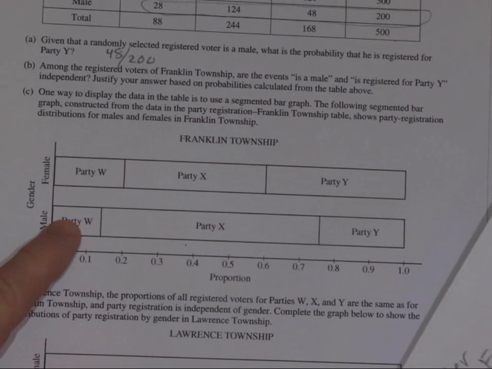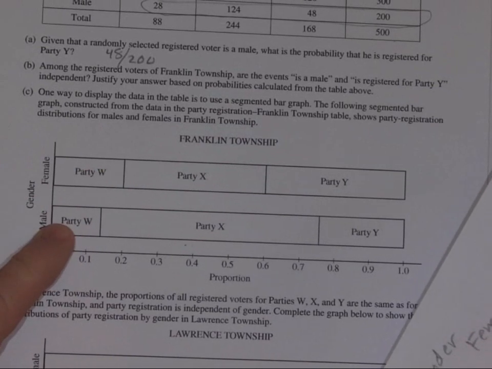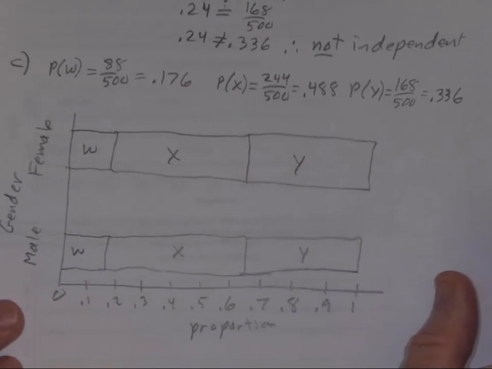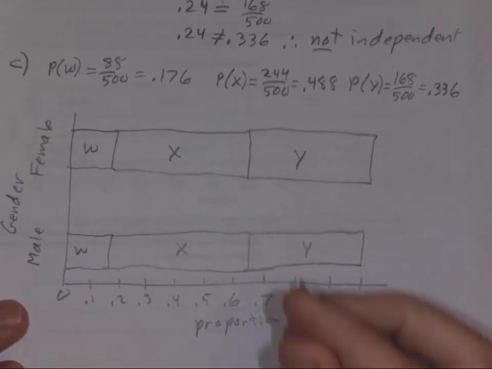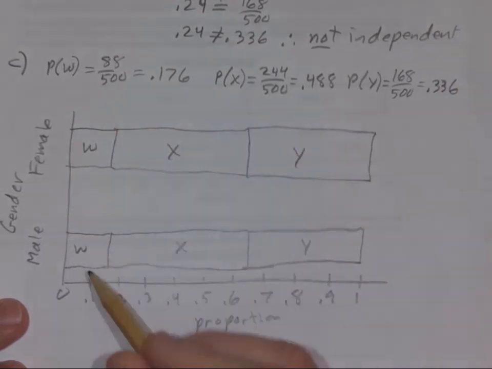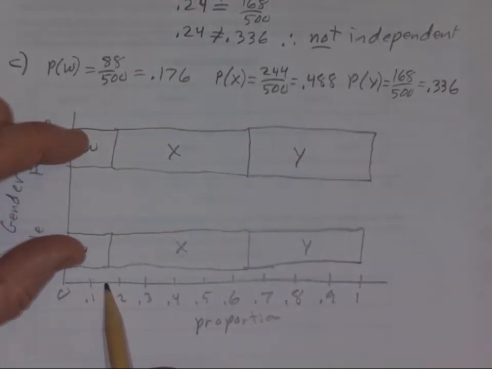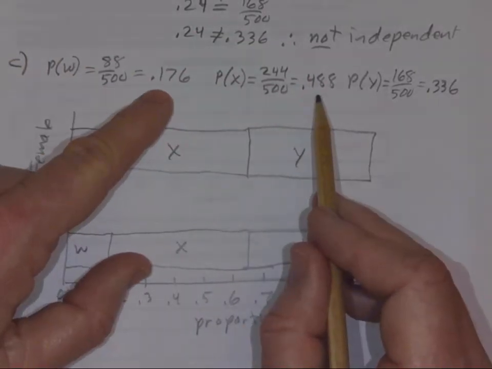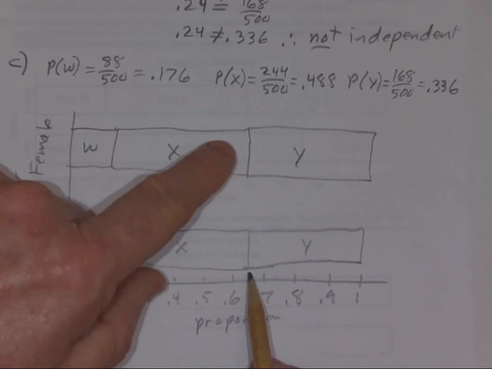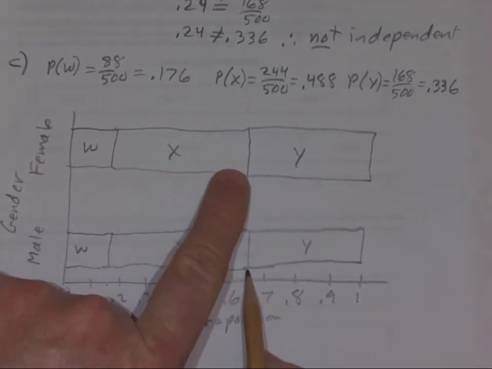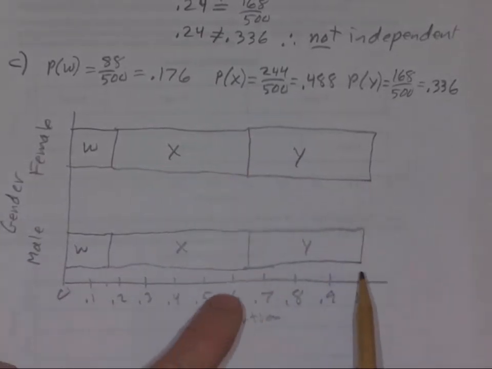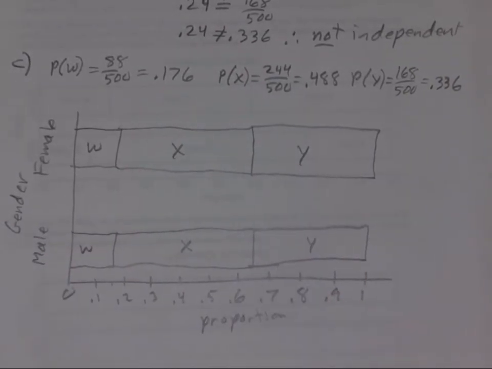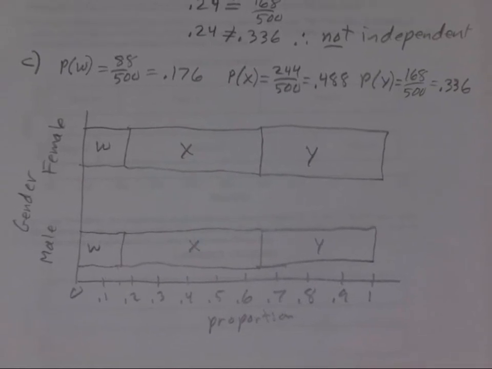Whereas in Franklin, they were not independent. W was different from the W here, and the X was different here, and this was different from that. But they're going to be the same if they're independent, the proportions. And so what I did is I said, well, 17.6%, and I estimated that right down here, and I put that in W, and then I went over to 48.8, and you add those two together, and that's like 67.4, something like that. And so they both went out to the exact same place here, and then the last 33.6% is the same there. So in other words, the bar graph will be exactly the same for both genders.